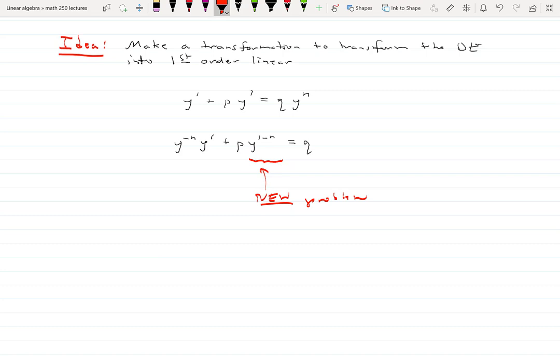First order linear needs to have p of x times y, not y to the 1 minus n. So make a substitution of a new variable equaling that old variable expression, y to the 1 minus n. If you missed it, just stay tuned and watch. Let me get rid of the new problem and then make the substitution. Substitution: v equals y to the 1 minus n.